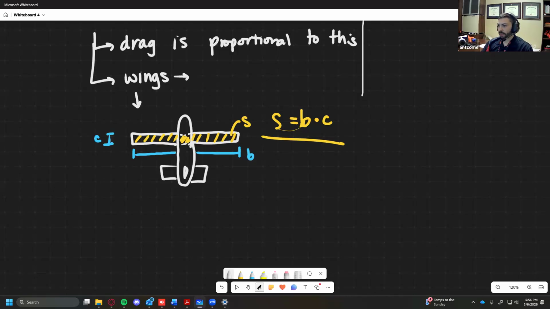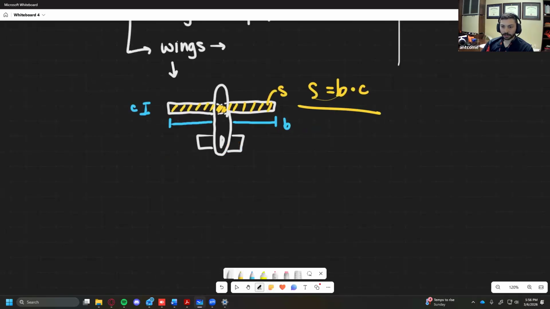Okay. For fuselages, let me make a note on this. So I did talk about wings. And when I say wings, what I mean by that is the wing itself, which is what I drew. You also have reference area on these tails, and then you also have some for this vertical tail. So they have their own areas. So in total, if you make an airplane or a glider, you're going to have basically three reference areas.